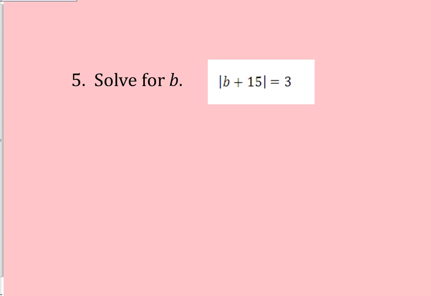All right, so here, solve for b. The absolute value of b plus 15 equals 3. So remember, two things can happen. First off, the absolute value is by itself. It's not equal to a negative number. It's equal to a positive number. So you want b plus 15 equals 3, and you want b plus 15 equaling negative 3. And then it becomes two little one-step equations like you've been solving since you were in algebra.